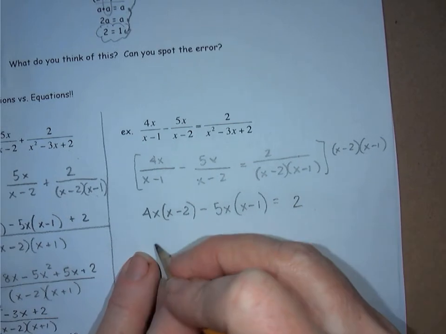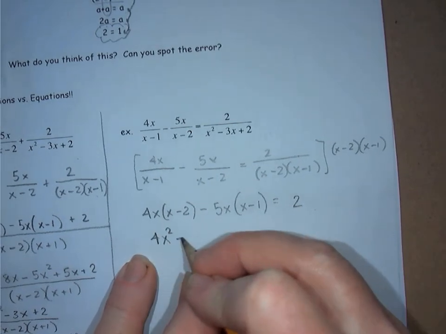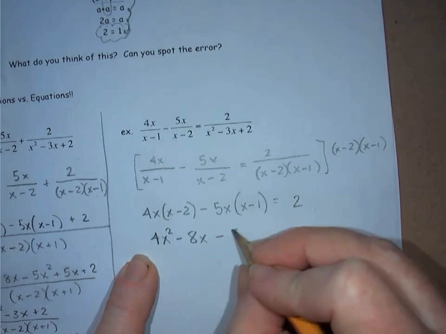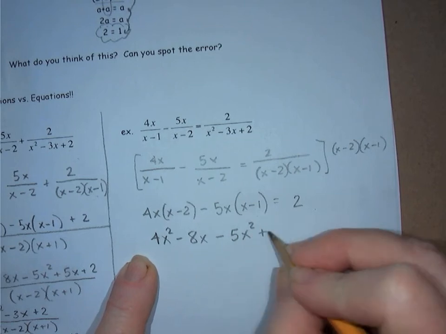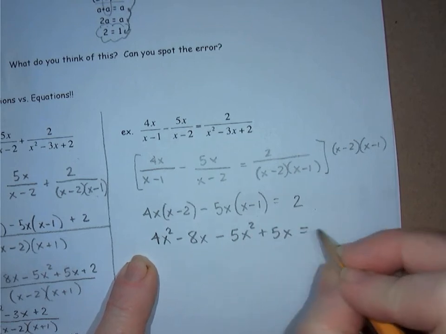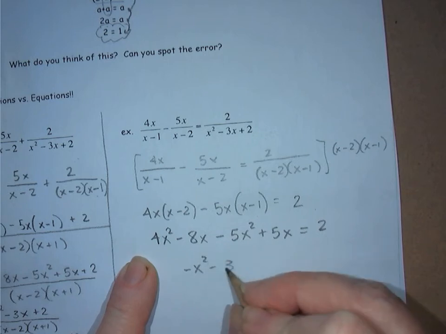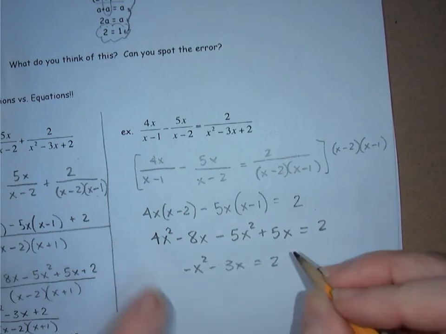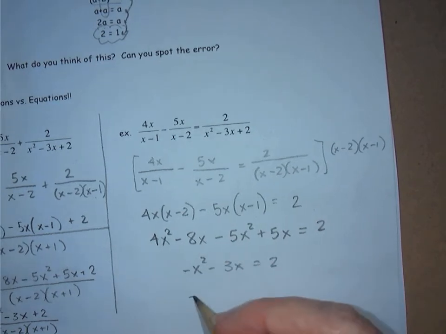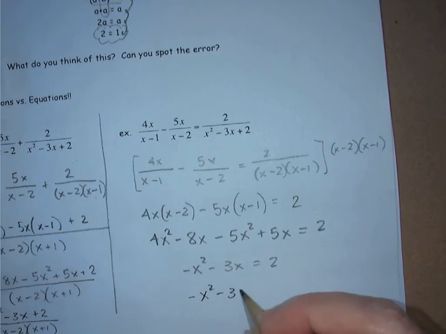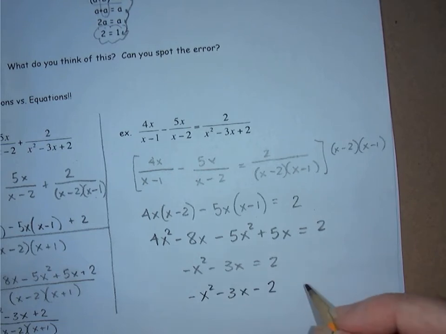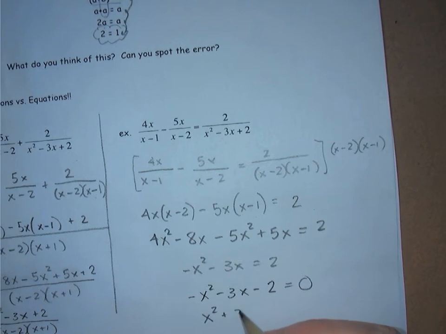So now when I distribute, I get 4x squared minus 8x minus 5x squared plus 5x is equal to 2. So negative x squared minus 3x is equal to 2. That's quadratic, so let's set it equal to 0. Negative x squared minus 3x minus 2 is 0. I'm going to divide by negative 1. X squared plus 3x plus 2 is equal to 0, and now I'm going to factor this.